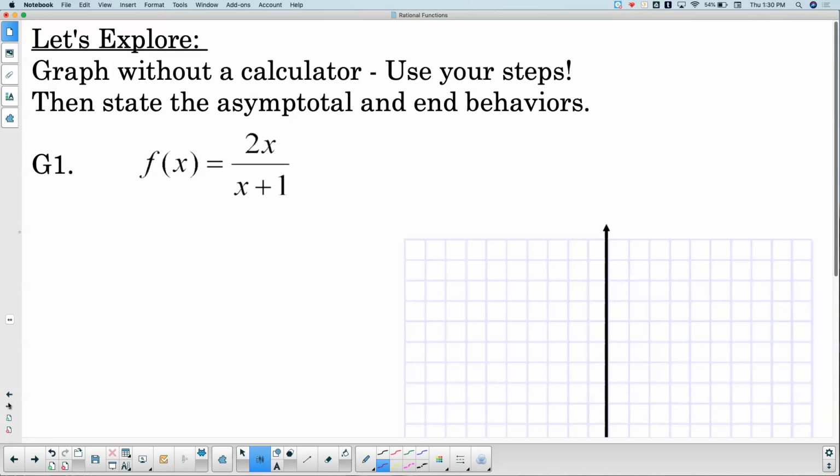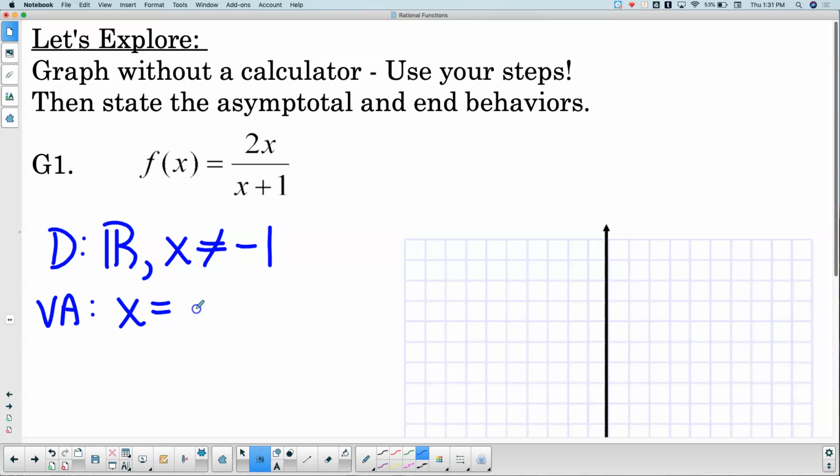The cheat sheet, reference guide, tells me step number 1 is what? Set the denominator equal to 0. So I first find the domain and the vertical asymptote, right? What is the domain? What are the vertical asymptotes? The domain is all real numbers except when x equals -1, so x cannot equal -1. And the vertical asymptote is x equals -1.